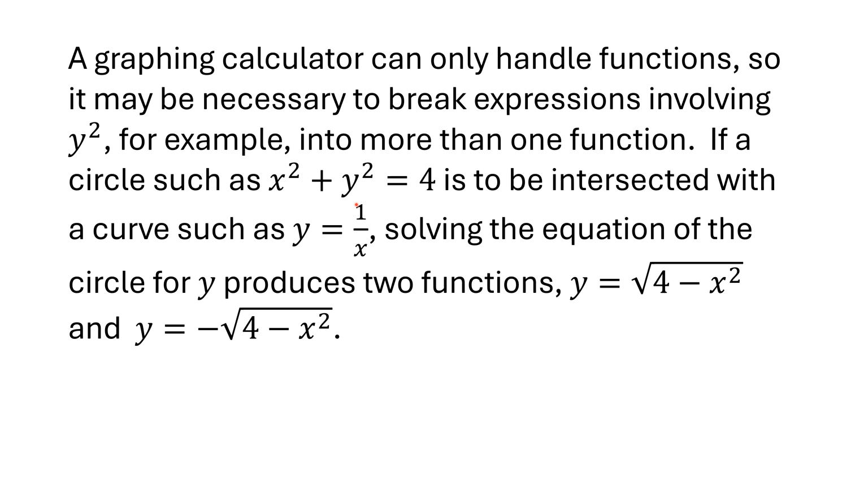So if I isolate y squared, I get 4 minus x squared, and I have to take the square root. When I take the square root, I get two answers. I get y equals the square root of 4 minus x squared, and y equals negative the square root of 4 minus x squared. This would be the semicircle above the x-axis, and this would be the semicircle below the x-axis. So I have two different functions to load into my calculator just for this. And then I also have the third function.